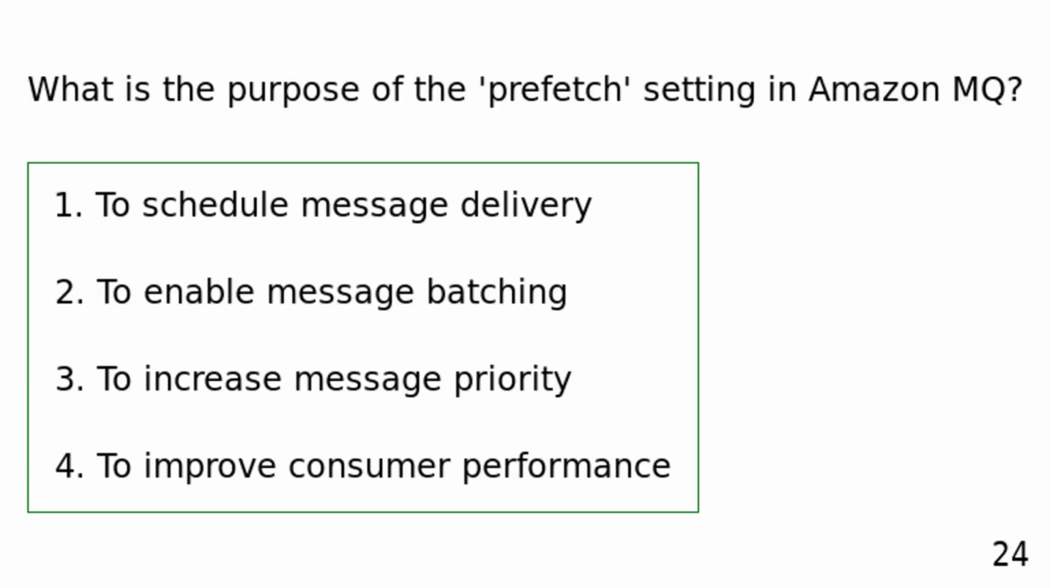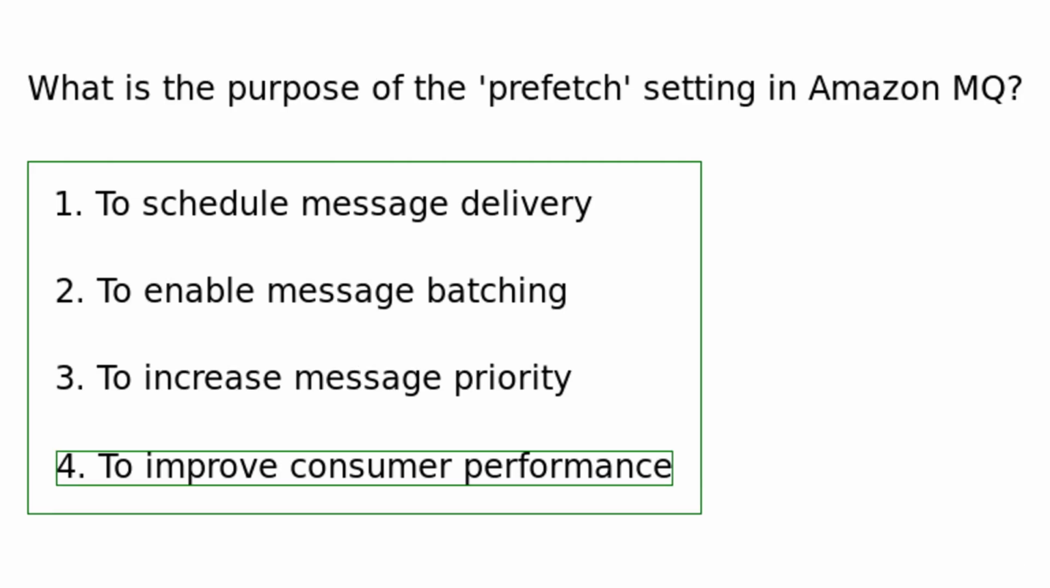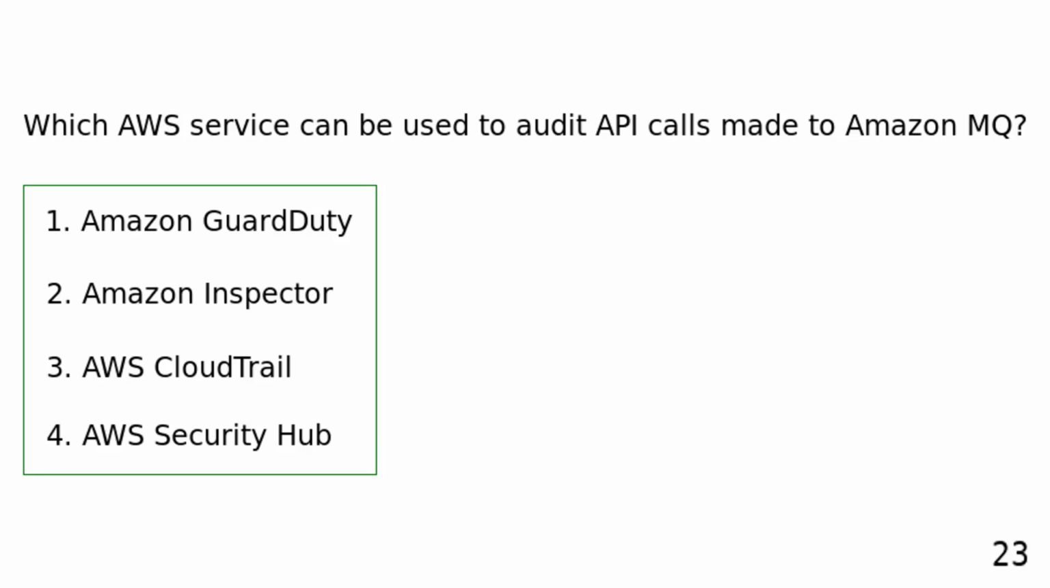What is the purpose of the prefetch setting in Amazon MQ? To schedule message delivery. To enable message batching. To increase message priority. To improve consumer performance. The prefetch setting allows consumers to fetch multiple messages at once, improving performance by reducing the number of network round trips.